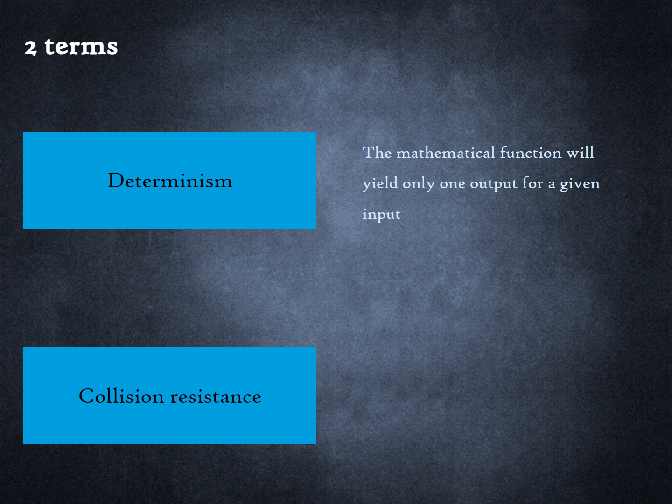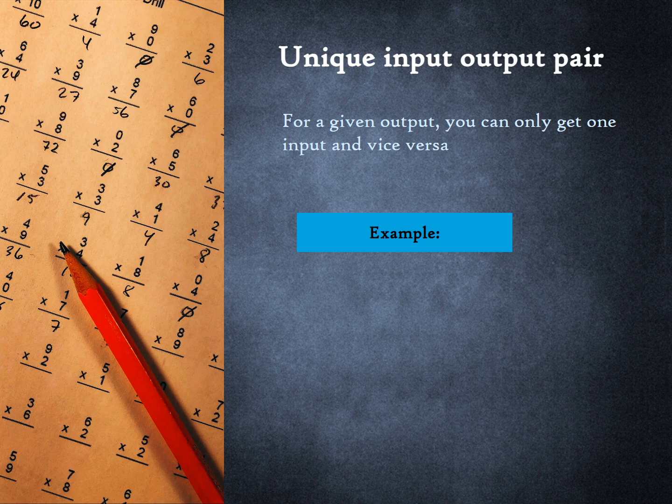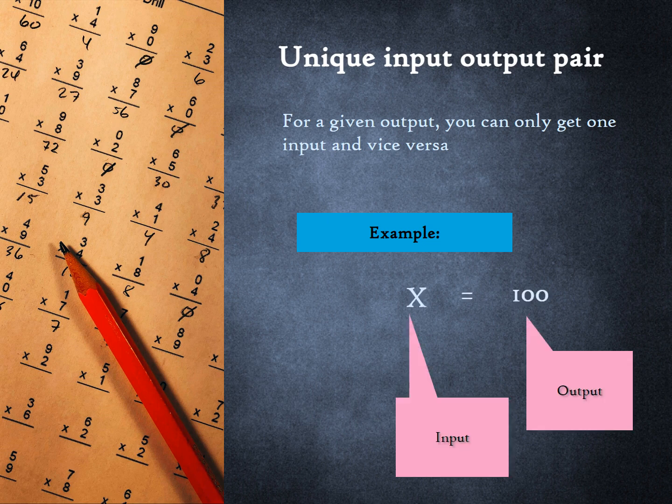This means that for one output, the mathematical function can have only one input. The property of unique input-output pairs means that both determinism and collision resistance exist. Consider another example. The output is 100. The input is x. The mathematical function is the multiplication of the input with 5. In this example, there can only be one value of x, which would fit the function.